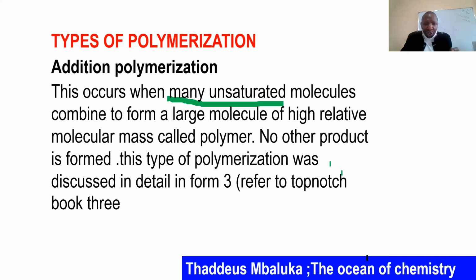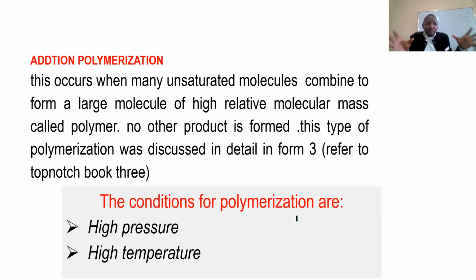Now we continue. We have defined polymerization and said it involves many unsaturated molecules combined to form a large molecule of high relative molecular mass called a polymer, and there is no other product that is formed. So the conditions for polymerization are high pressure and high temperature. When you're asked what conditions are required for polymerization, the answer is high pressure and high temperature.